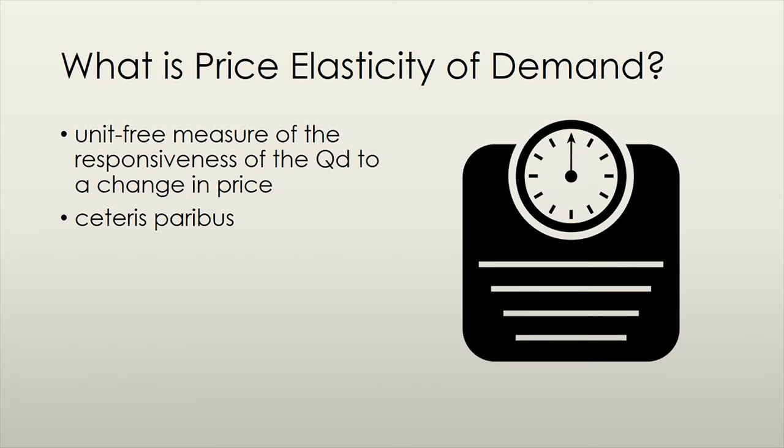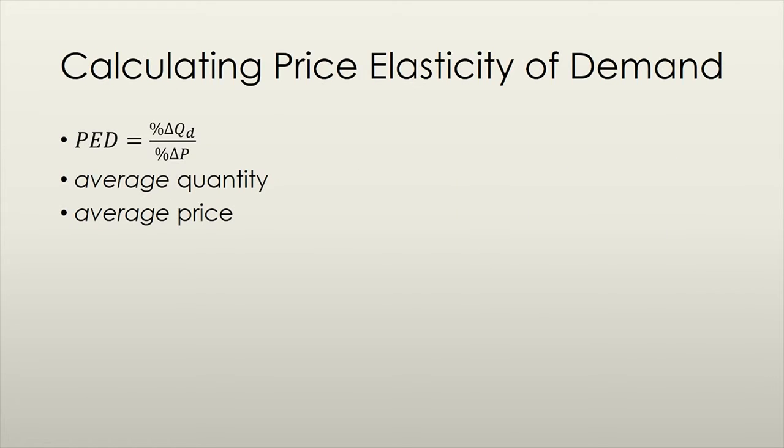Price elasticity of demand is essentially a unit-free way to measure the responsiveness of the quantity demanded of any good to a change in its price, assuming that everything else remains constant. I'll explain why the unit-free part of the definition is so important a little later on. We calculate price elasticity of demand by dividing the percent change in a quantity of a good by the percent change in price of that good.